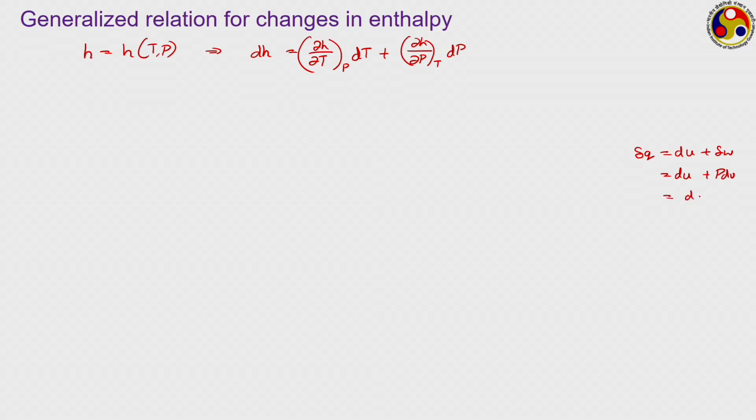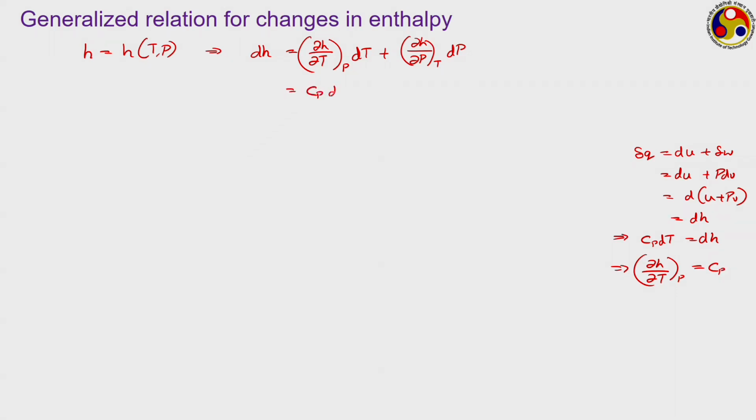When pressure is constant, we can write dU plus PV, that is dH. So, for a constant pressure process, δQ can be represented as Cp dT equal to dH. That means ∂H/∂T at constant pressure can be defined as the specific heat at constant pressure. So, we write dH equal to Cp dT plus ∂H/∂P at T dP.